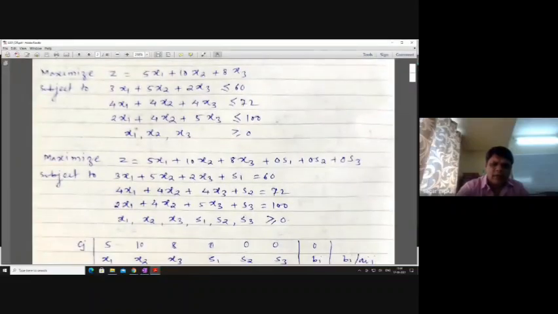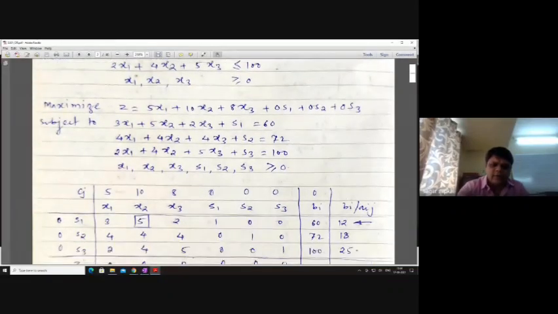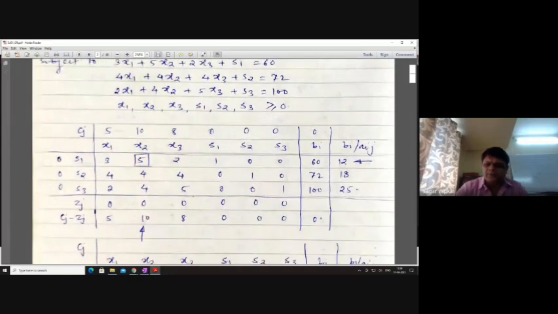This problem we have started. You have already written the standard format of it. Then you have taken the initial basic feasible solution, and then you have started improving it. So what are the solution values in the first table, which is in front of you now? Solution values of the first table. That means initial basic feasible solution.